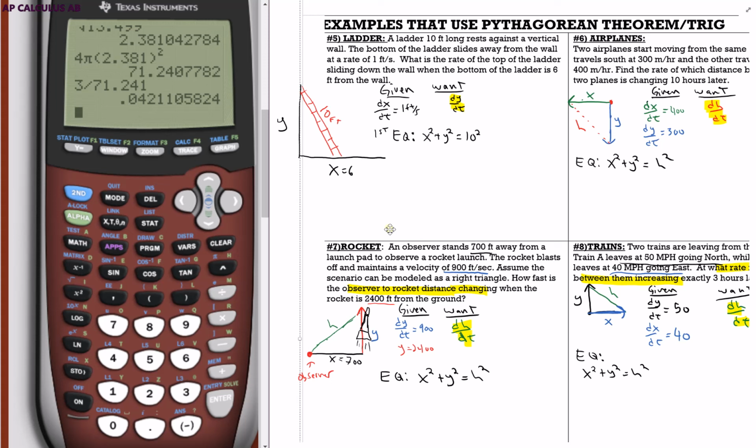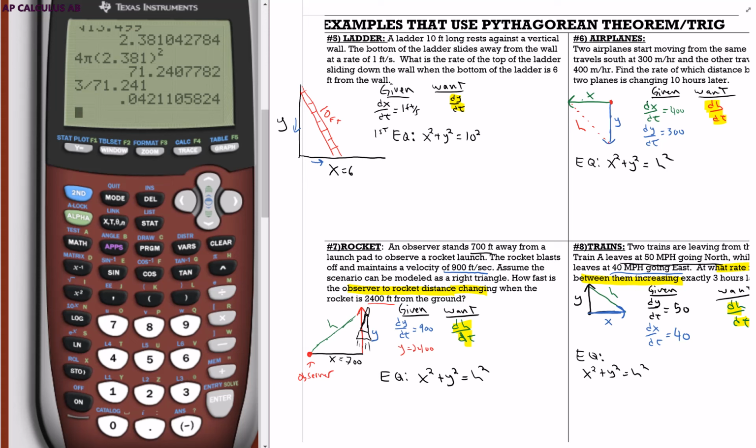It's sliding down, right? So as time goes on, this base is going that way, and that means that this has to go that way. And they tell us dx dt is 1 foot per second. We know it's positive because the x distance is increasing if the bottom of the ladder is sliding away. If for some reason the ladder was going towards the wall, then we would make dx dt negative. And we want dy dt. How fast is it falling?